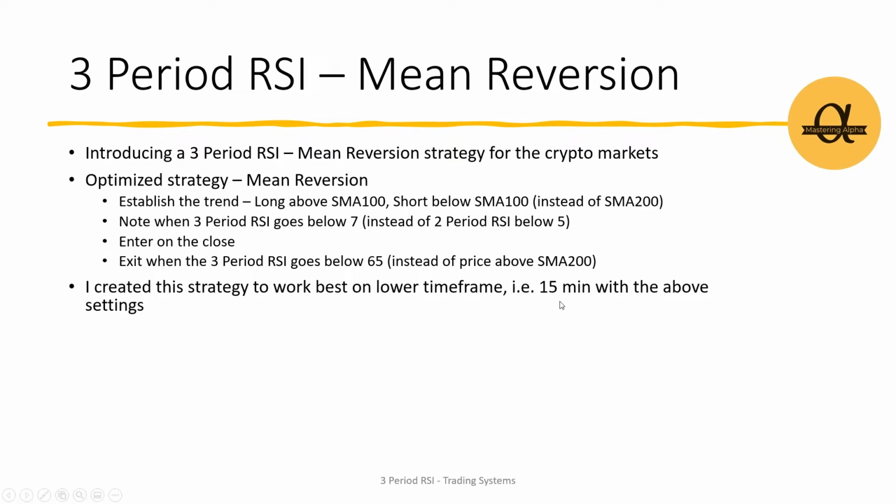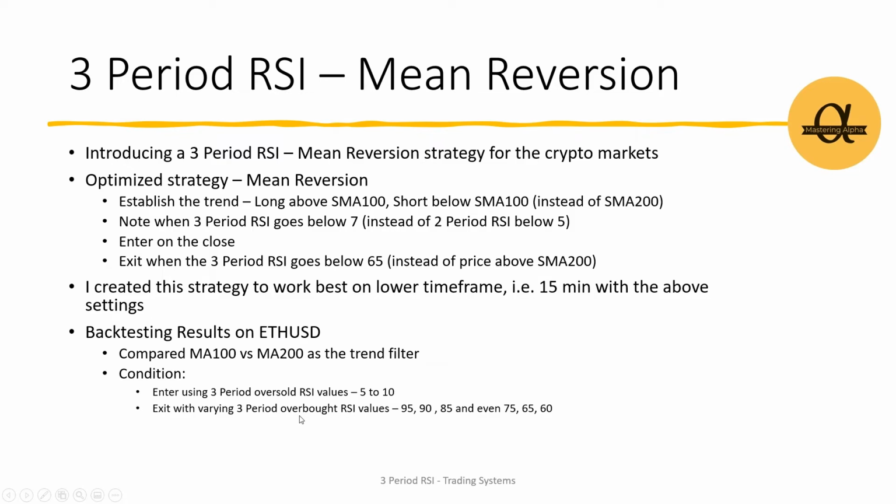I'm going to show you results for Ethereum. As I said, I compared MA 100 and MA 200 and how this was changing. And obviously, you can vary your conditions: enter using 3-period oversold values 5 to 10, and then overbought values from 95, 90 all the way down to 60. So this is what I'm going to show you.